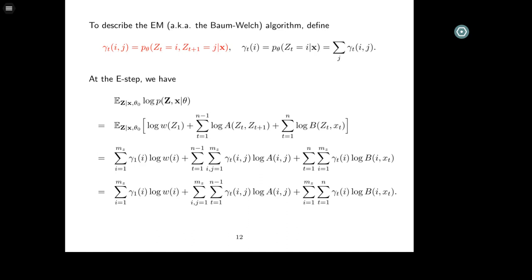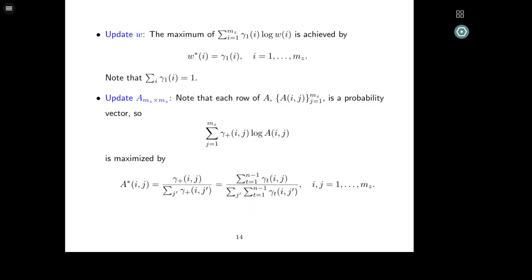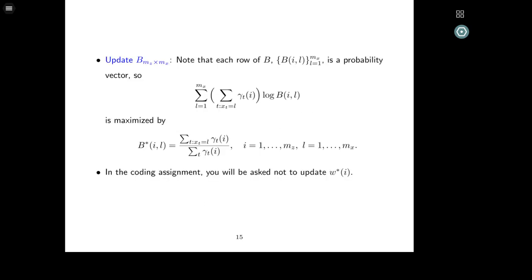Now, I do want to point out that sometimes some algorithms don't update W. So what is W? W is a distribution for Z1, right? Now, consider the case where somebody's using a loaded die. If you throw a die, you're going to see six different outcomes, right? You have six possible outcomes, so you have to estimate six probabilities.